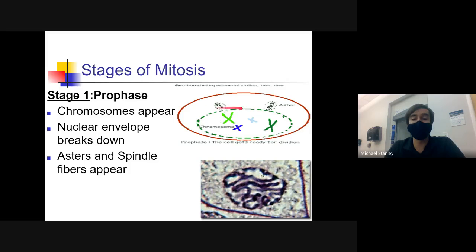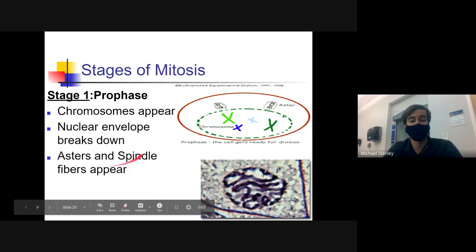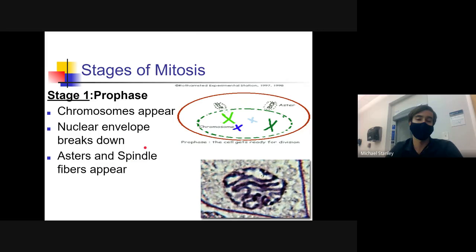We also get some new structures called asters and spindle fibers that appear. So we'll talk a lot more about the asters and spindle fibers in the later segments, but essentially these are the little structures that are going to be responsible for pulling this DNA apart, for separating it into what is going to become the 2 new cells. So keep your eye on these asters and these spindle fibers, because they're going to be important.